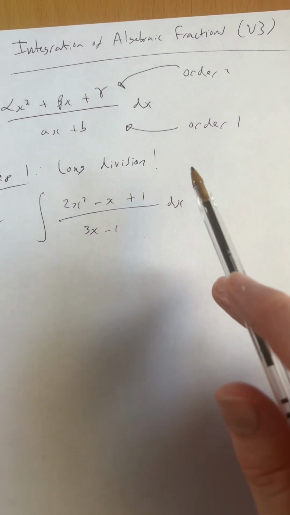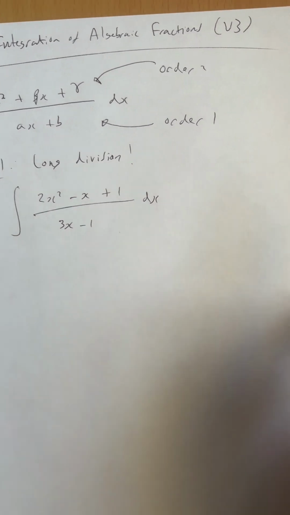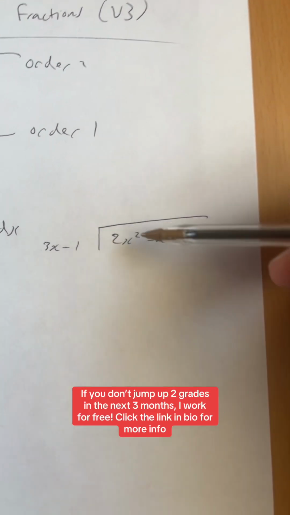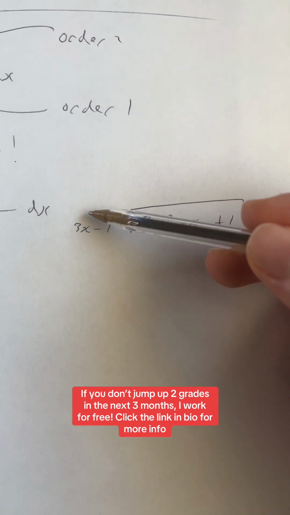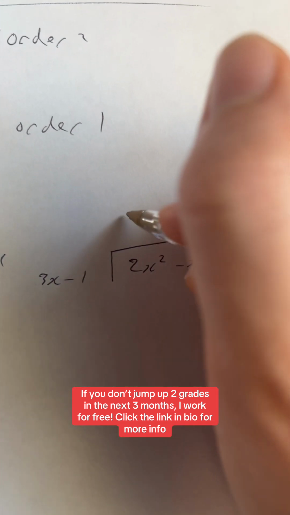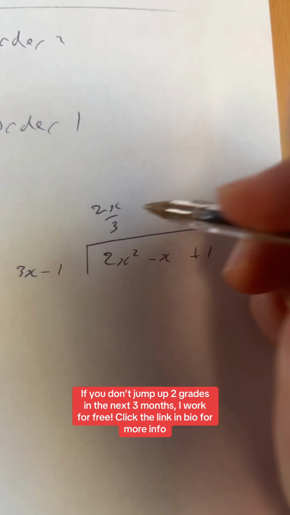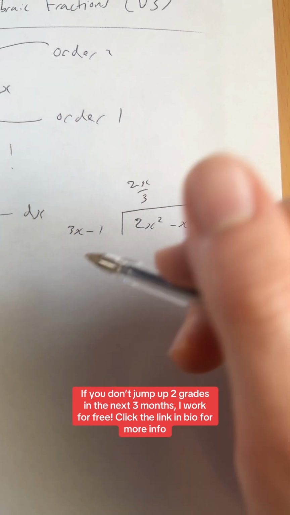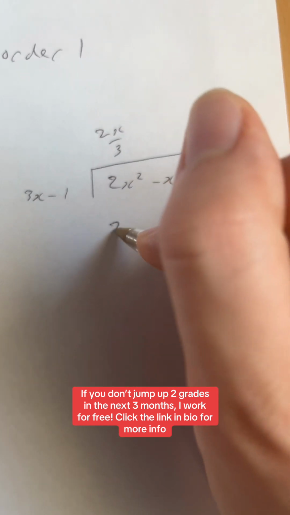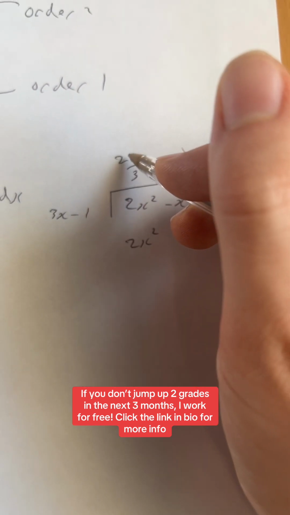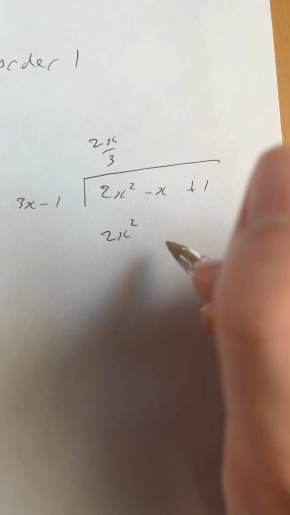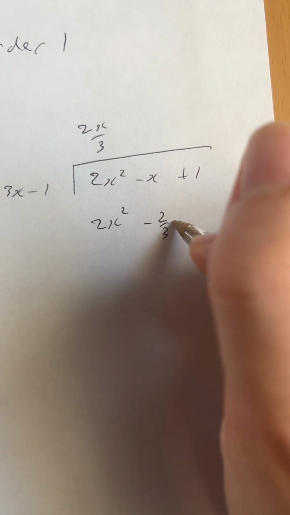So let's do a real example of this. 2x squared take away x plus 1 over 3x minus 1. Let's do the bus stop method. So numerator inside the bus stop, divisor on the outside. So we start by doing 2x squared divided by 3x. That's going to give us 2x over 3. Then we want to do 2x over 3 multiplied by our divisor and write it underneath. So that's going to give us 2x squared, and then 2x over 3 times minus 1 is going to be minus 2/3 of x.